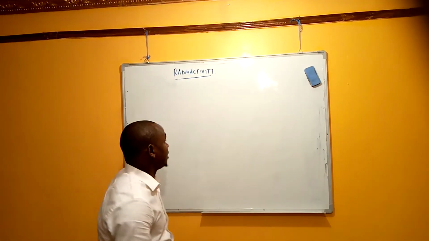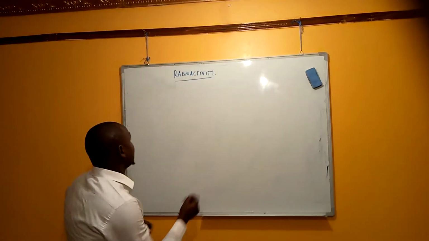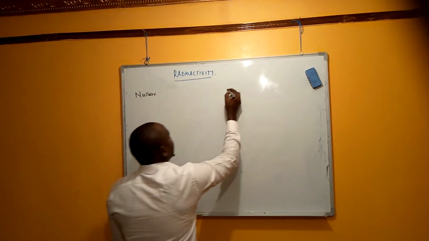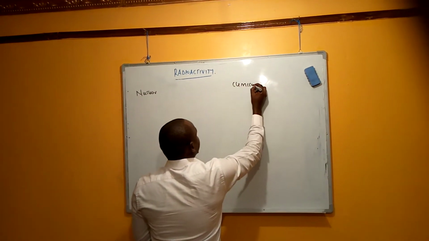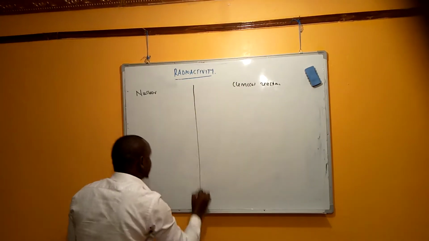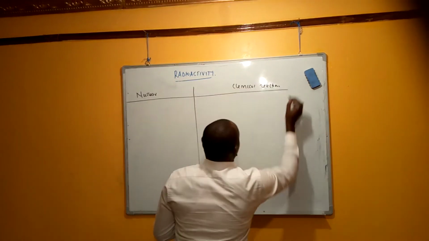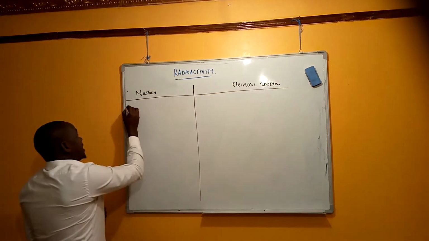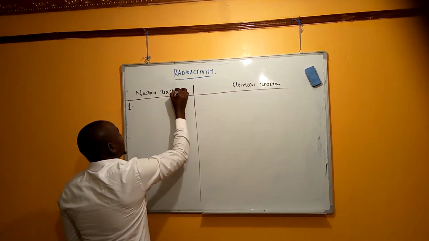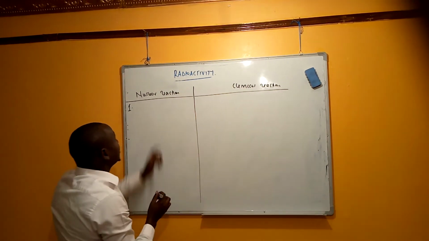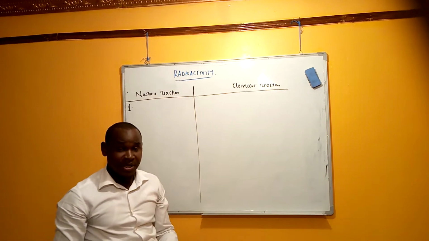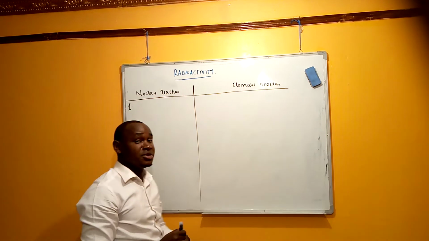Now, moving forward, I would like us to look at the differences between a nuclear reaction and a chemical reaction. I'm going to draw a table like that and show the differences between both of them. One, the main and the key difference between a nuclear reaction and a chemical reaction is that a nuclear reaction takes place in the nucleus of an atom and involves protons and neutrons.